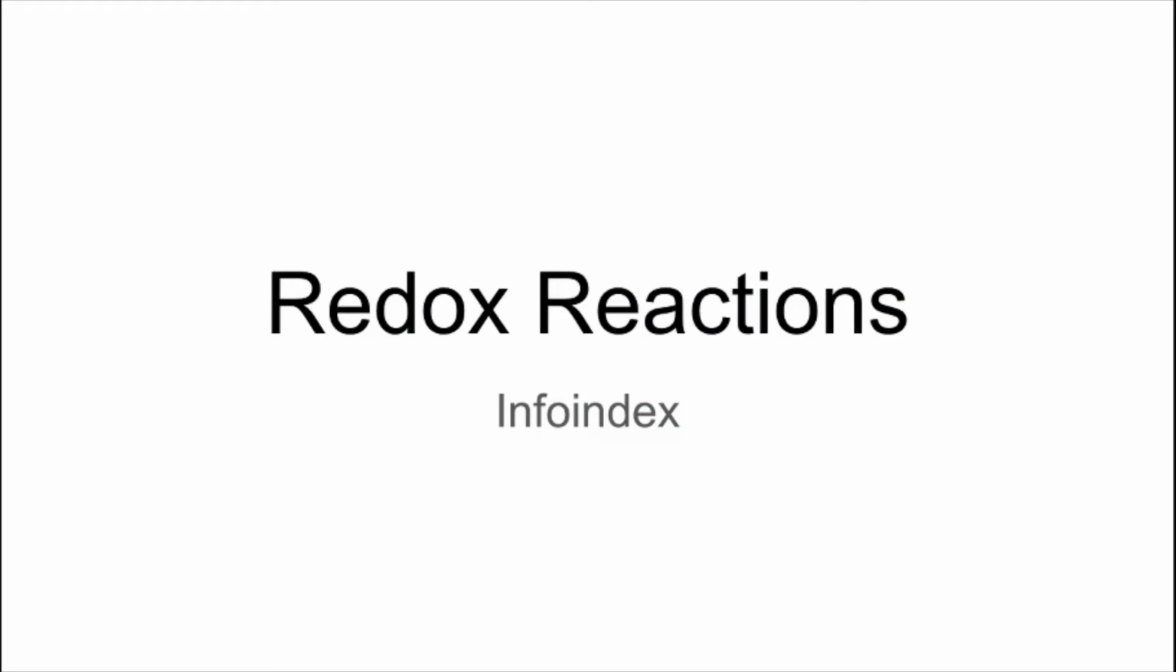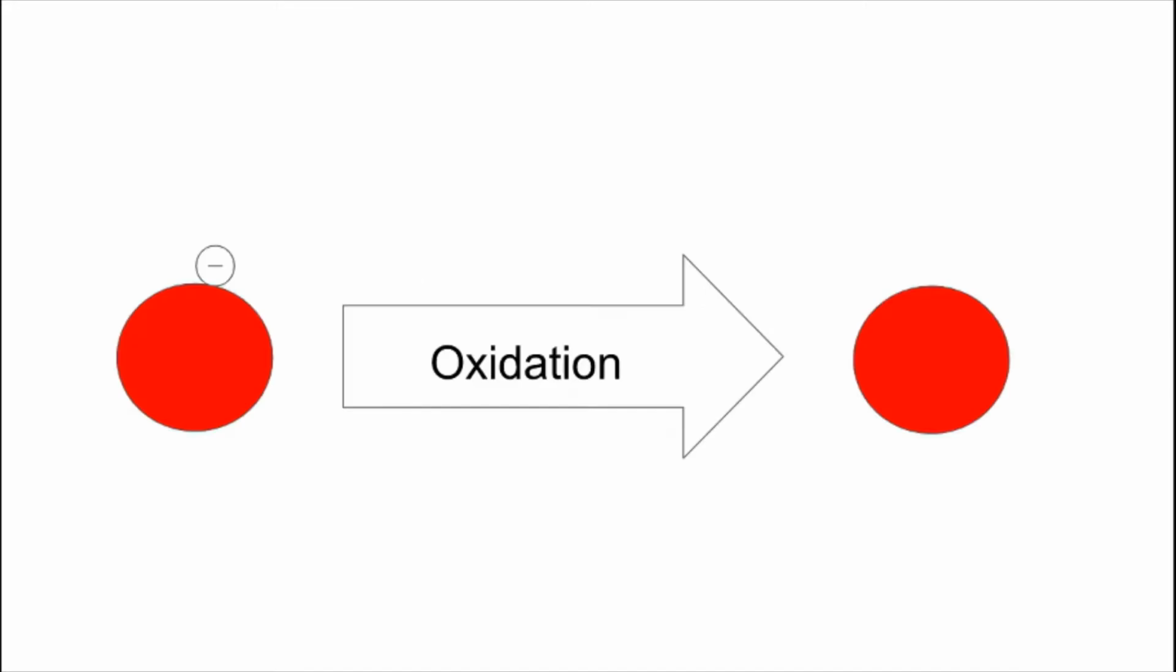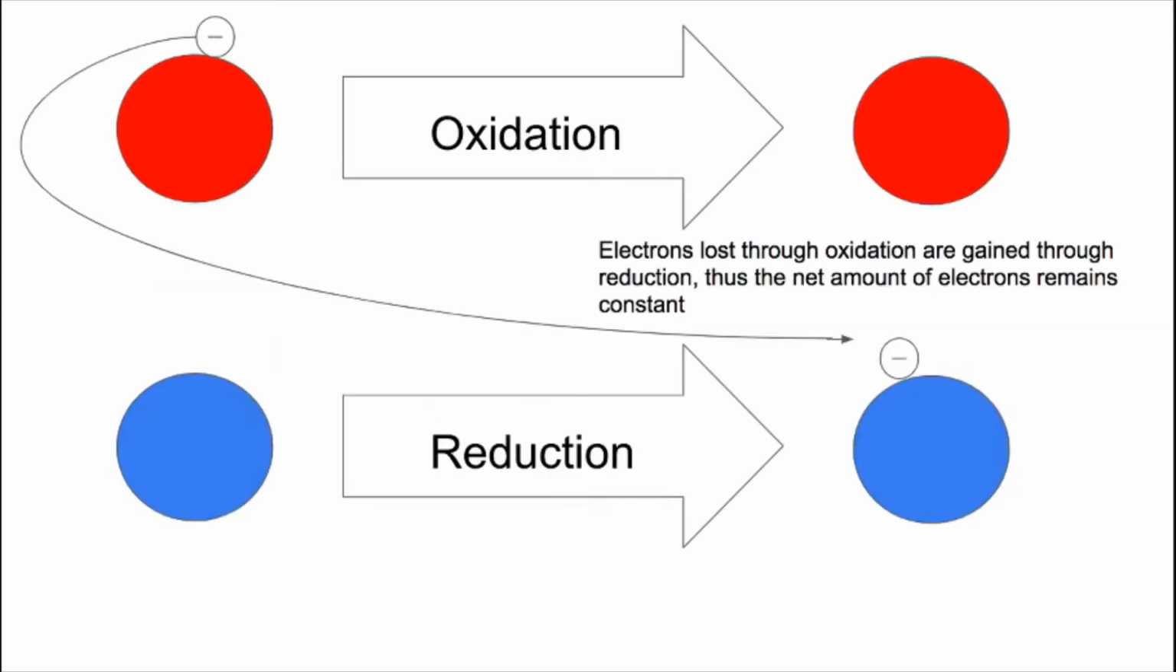Redox reactions. Redox reactions include two processes, oxidation and reduction. They're both defined in terms of electron transfer. Oxidation is defined as the loss of electrons, and reduction is defined as the gain of electrons. Electrons lost through oxidation are gained through reduction, thus the net amount of electrons remains a constant.